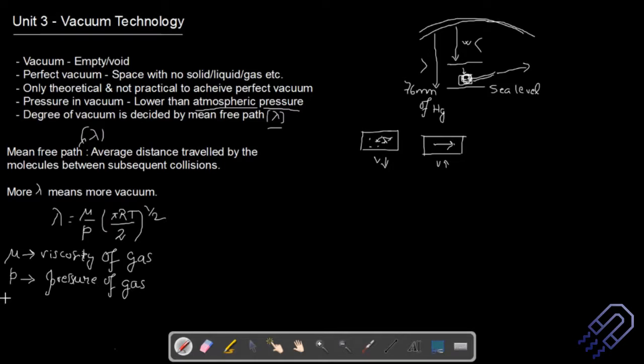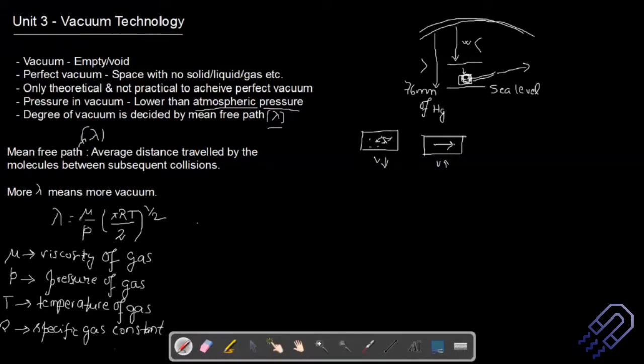Then we have T, which is nothing but the temperature of gas. And then we have R. We call it the molar gas constant or specific gas constant, right? Specific gas constant. So you have to remember this relation in order to understand this particular topic better.